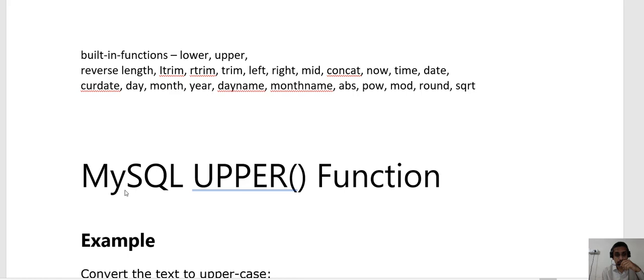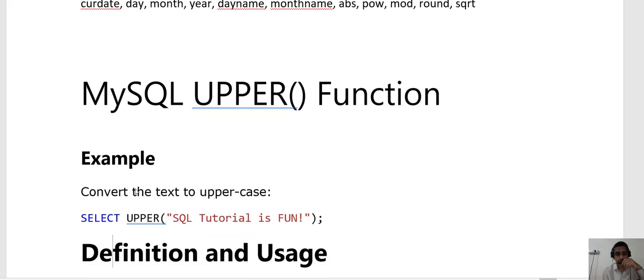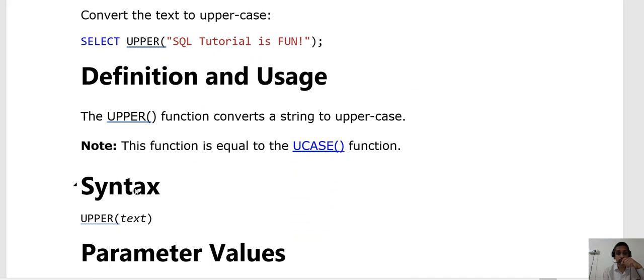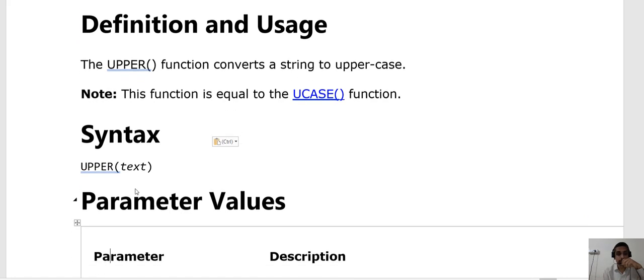The first one that you can see is the upper function. How is the upper function used? It converts text to uppercase, for example: select upper SQL tutorial is fun. When you write anything in that function, it will change into capital letters. The upper function converts a string to uppercase, which is also used as ucase. So you can write upper or you can write ucase. Both are the same.